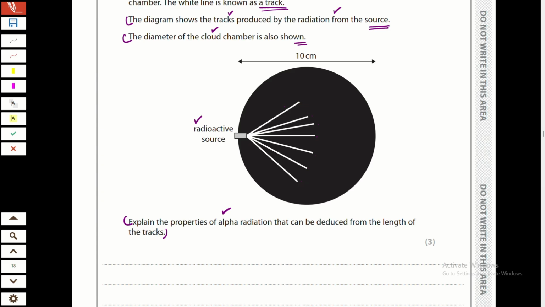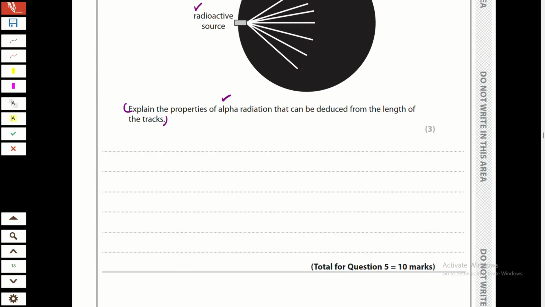So we actually make two observations. We can only make two observations from this diagram, and we write only two explanations for these two observations. All right. So the first one was, all the tracks are approximately of equal length.